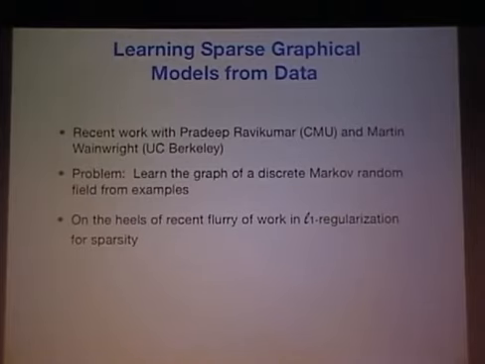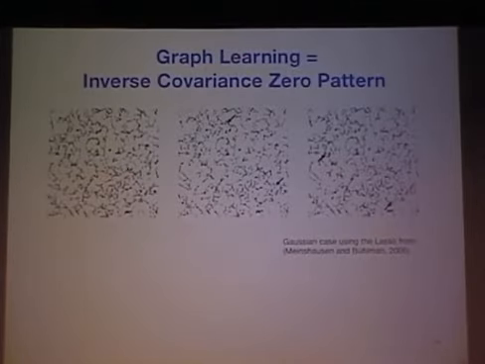It's together with Pradeep Ravikumar and Martin Wainwright, where the problem is to learn a graphical model from examples. I'll explain what I mean by that. Our work was motivated by a recent result in the Gaussian graphical model case by Meinshausen and Bühlmann. And there it's easy to visualize what's going on. For a Gaussian graphical model, the structure of the graph is determined by the inverse of the covariance matrix of the Gaussian model. So learning the graph means finding the zero pattern in the inverse of the covariance matrix.